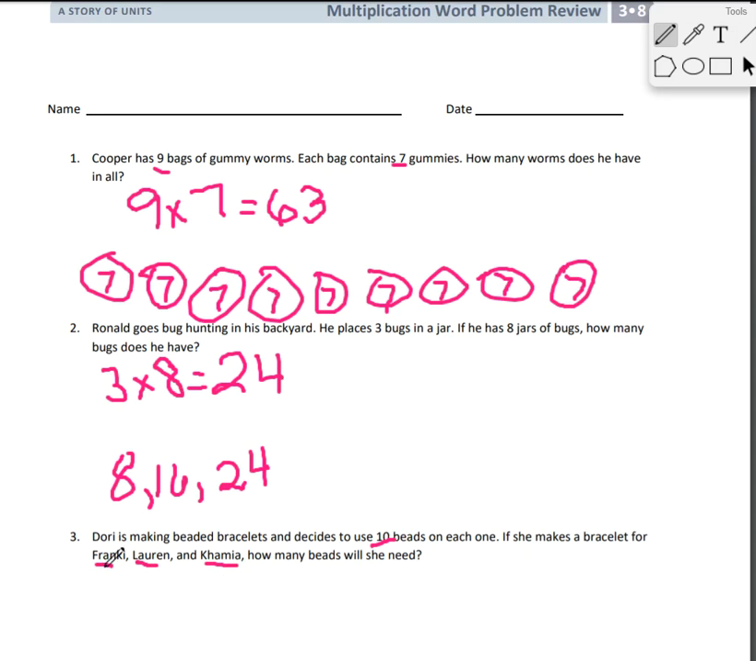So let's see, she's making bracelets for 1, 2, 3 people because Frankie, Lauren, and Camilla are 3 people. And she needs 10 beads per bracelet. So for one person, she'd use 10, for another person, she'd use 10, and for the third person, she'd use 10 more. So if I count by 10 3 times, my answer will be 30. She's going to need 30 beads to make her little bracelets.